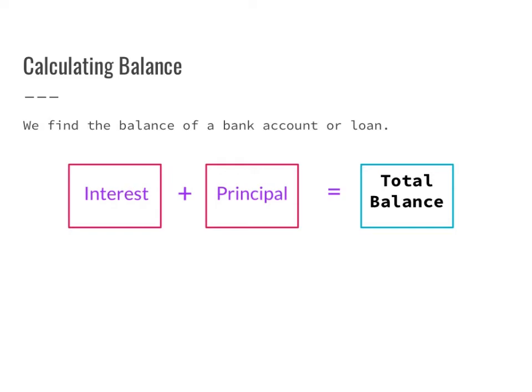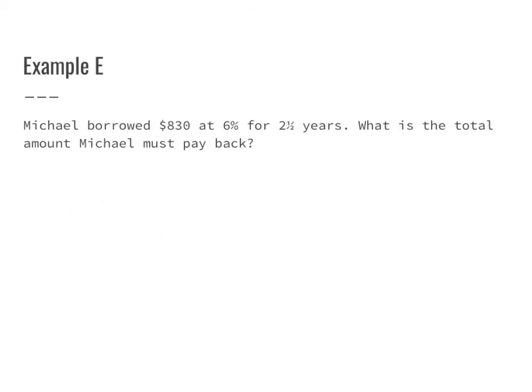So let's take a look at how that applies in example E. So here we are in example E, and it says Michael borrowed $830 at 6% for 2.5 years. What is the total amount of money that Michael must pay back? Remember, when you borrow money from the bank, you don't just pay them their interest. That's just a small amount of the money you borrowed. You have to also pay back the original amount of money that you borrowed. Otherwise, the bank is going to be quite unhappy. They'd be losing money in the transaction, and that's not what they're looking to do.